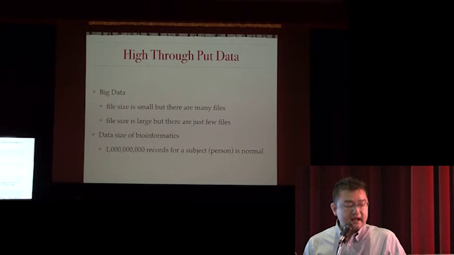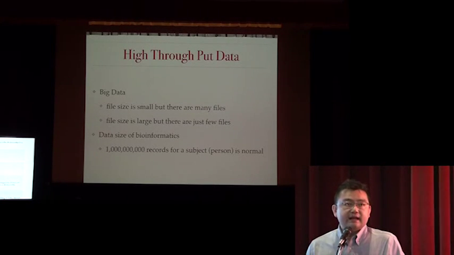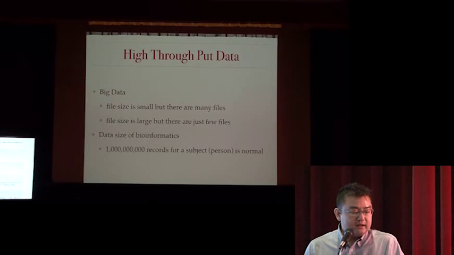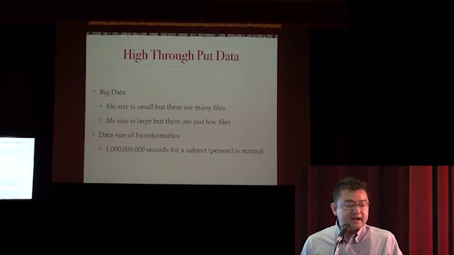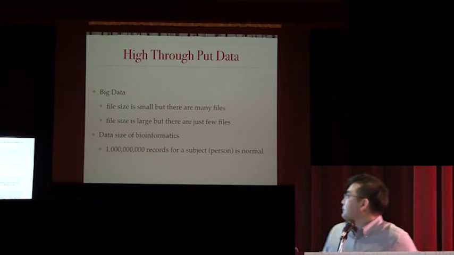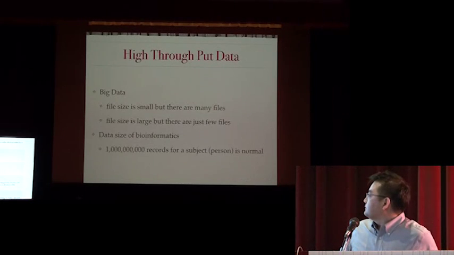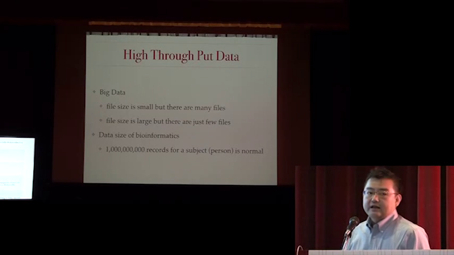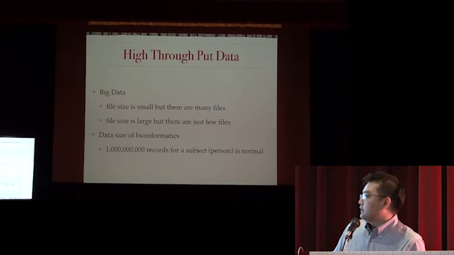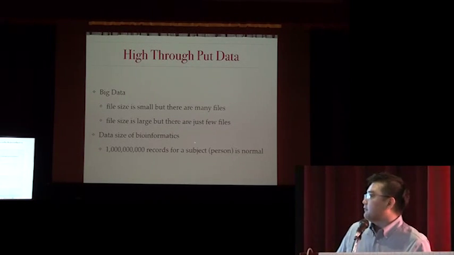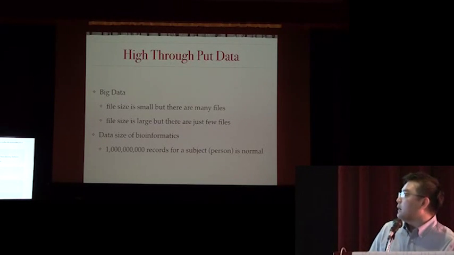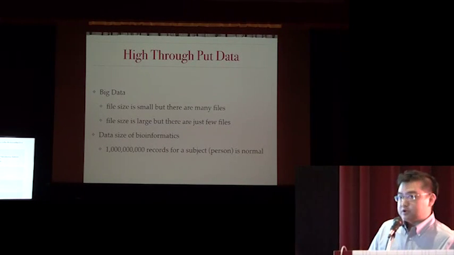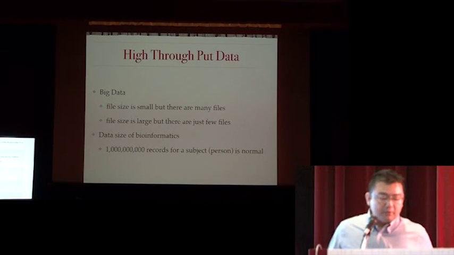We handle many high throughput data. It is called big data too. I think it has two kinds. One kind is where the file size is small, but there are many files. The other kind is where the file size is large, but there are just few files. In general, for the data size of bioinformatics, we usually handle 1 billion records for a subject or a person. It is very normal for us.